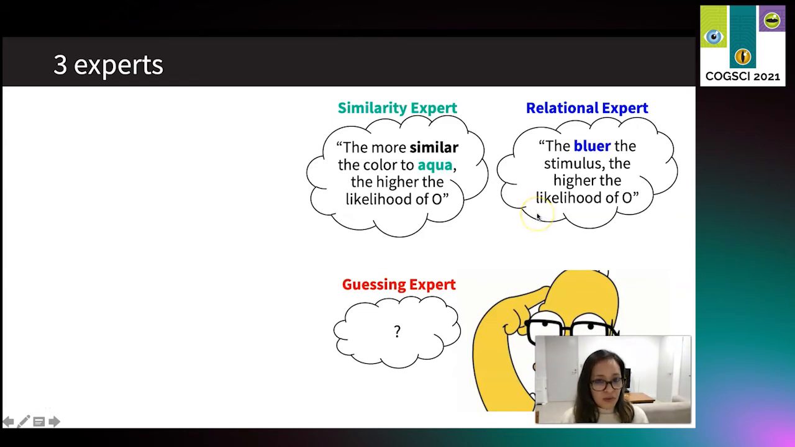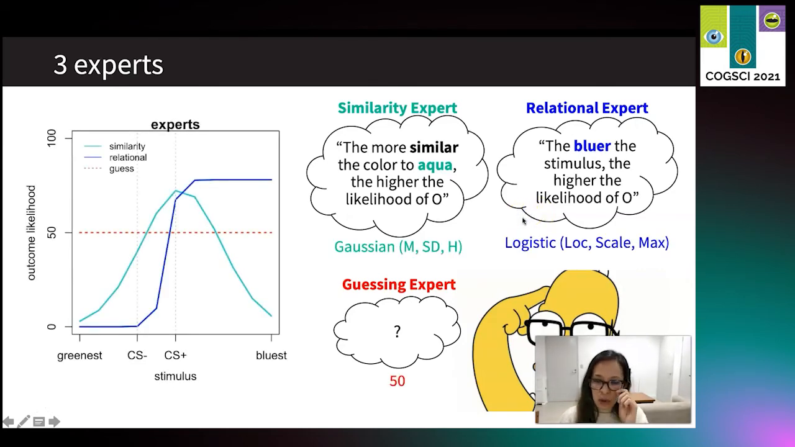We then needed to define how each of these experts generalized. For the similarity expert, we chose a Gaussian function with 3 parameters, a mean, standard deviation, and height. So it would look something like this. For the relational expert, we chose a logistic function, which also has 3 parameters, the location, scale, and maximum, which would look something like this. And for the guessing expert, we just said that the guessing expert responded at 50, and that's because in our previous experiments, we've observed that when people are uncertain, they just respond at 50, which is the midpoint of the scale.